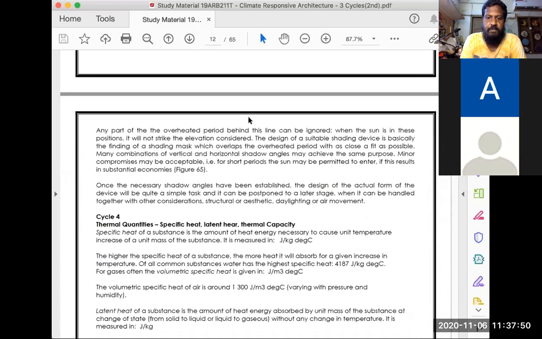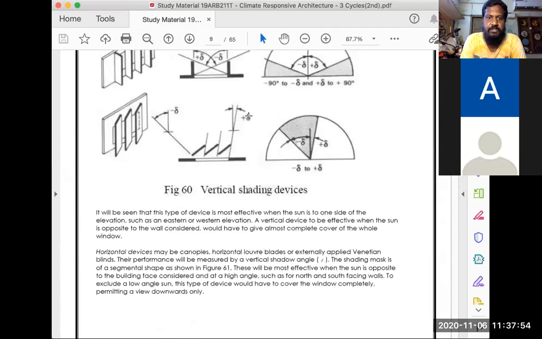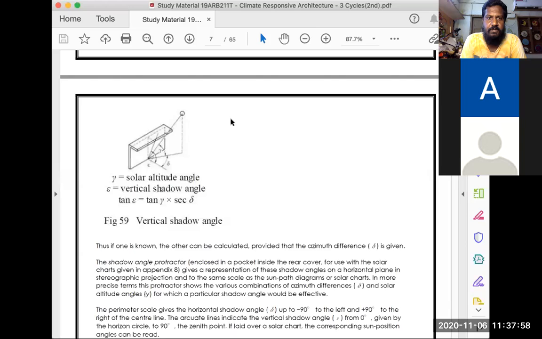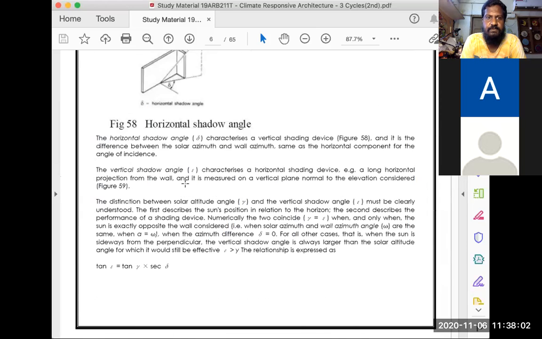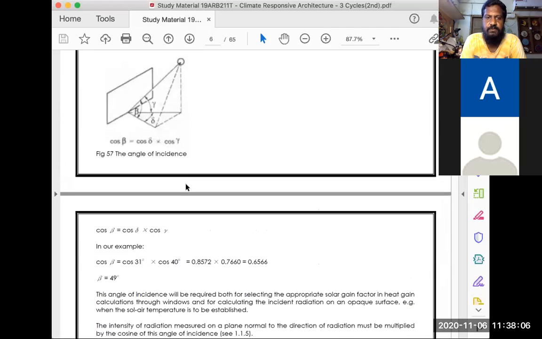So I'll just stop with this. We have another 3 minutes. All of this is from the Koenigsberger book. Here is a formula on how to calculate all of these. You can refer to the book also.